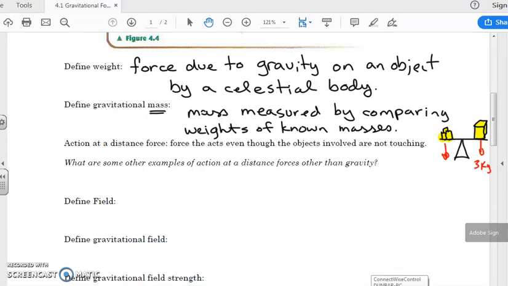Now, gravity does act at a distance. It's an action at a distance force, which means even though the objects aren't touching, you still feel them. And you know this because anytime you've dropped something, the gravity still works even though it's not in direct contact with the Earth. Some other examples of action at a distance forces other than gravity could include, for example, a magnetic force. Right? You have two magnets, they will act on each other even though they're not in contact with each other. Or an electrostatic force.